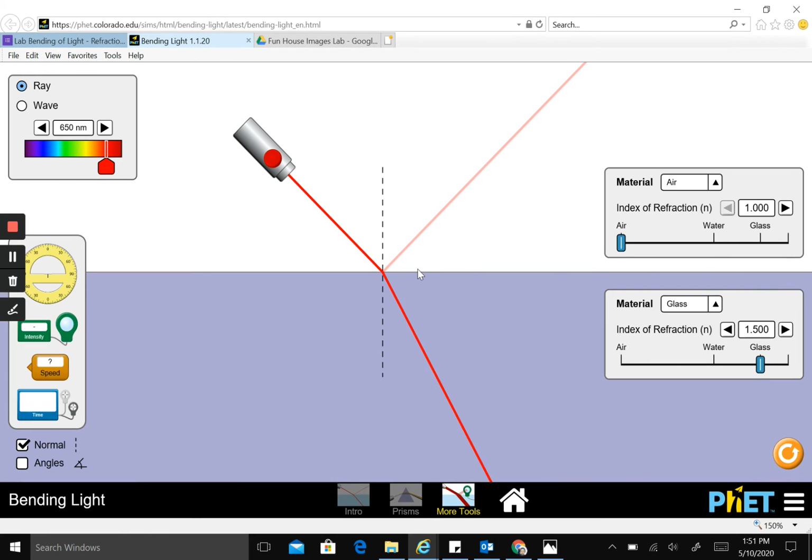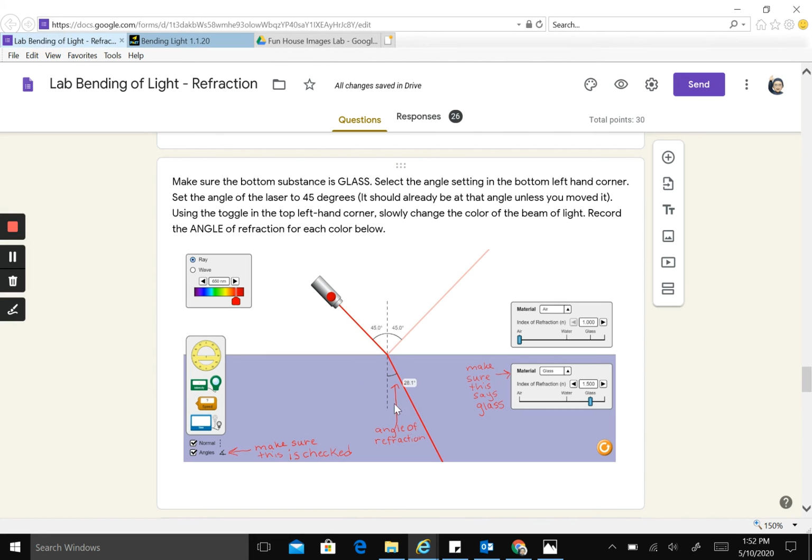So let's go back to the simulation. We're going to make sure the bottom is glass. See, the bottom's already glass here. We're going to make sure we check angles. And what you'll see is the angle is 45 degrees. And here you can see the angle in the material. So it's going to ask you what this angle is right here, the angle of refraction. See, the picture even shows this as well. It says angle of refraction. It says make sure this is glass and make sure this is checked.